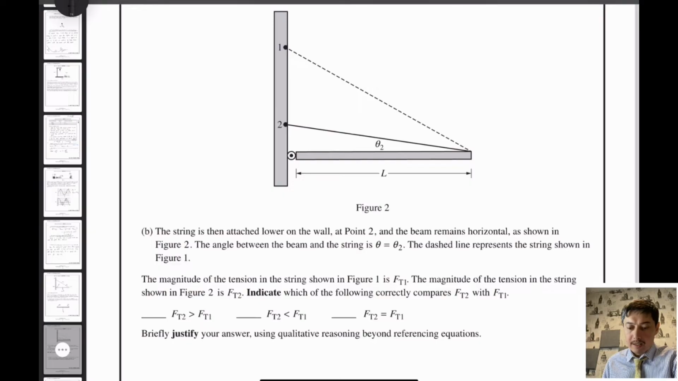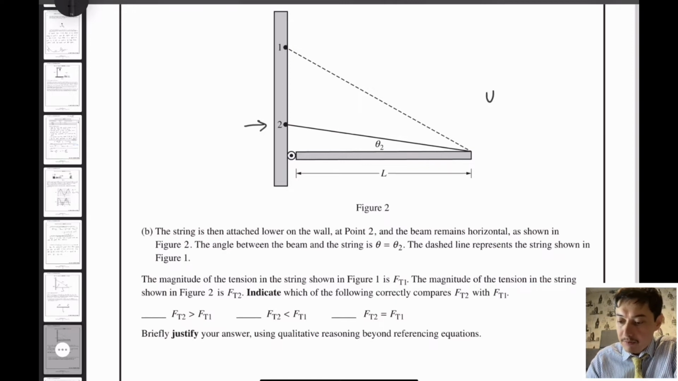Next, the string is then attached lower on the wall at point 2, so we are changing the attachment point of the string on the wall, and the beam remains horizontal as shown in the figure. The angle between the beam and the string is theta 2 this time. The dashed line represents the string shown in figure 1. Alright, the magnitude of the tension in the string shown in figure 1 is Ft1. The magnitude of the tension in the string shown in figure 2 is Ft2. Indicate which of the following correctly compares Ft2 with Ft1.